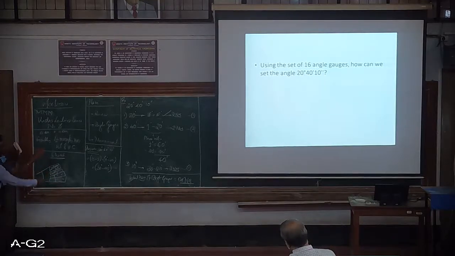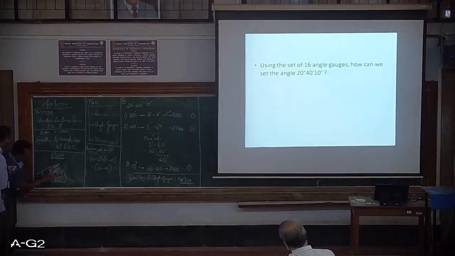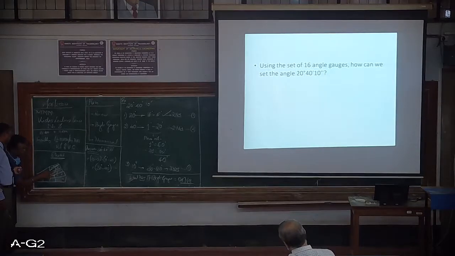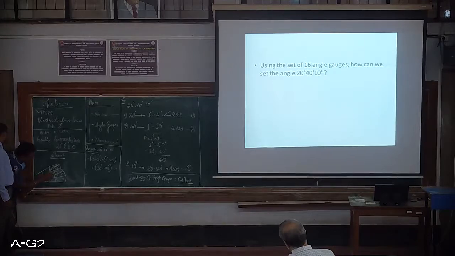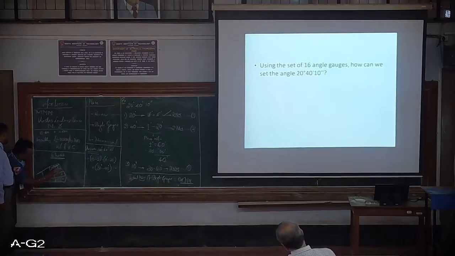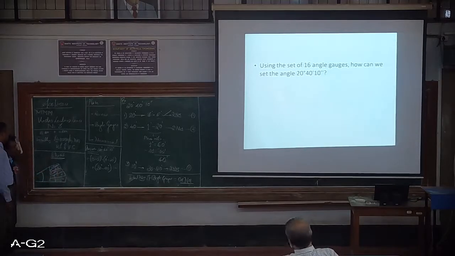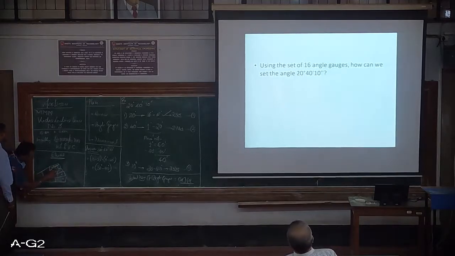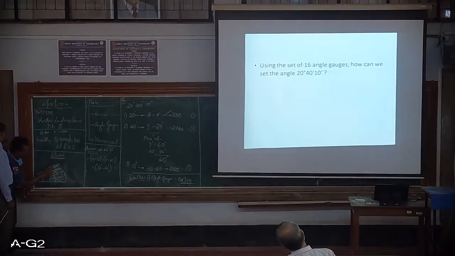Please check the sign here. These are additions, 15 plus 5, 20. Then I want to build 40 minutes, for which I'm adding 1 degree and subtracting 20 minutes. Please note this. This is the subtraction sign. This is the addition sign. Then up till this point is over.